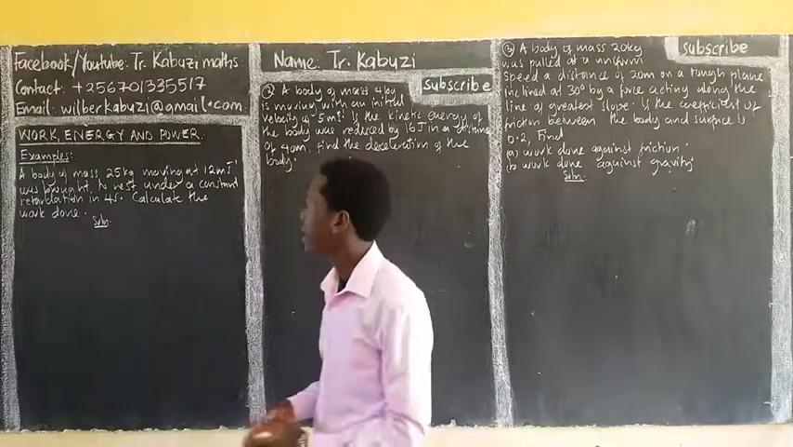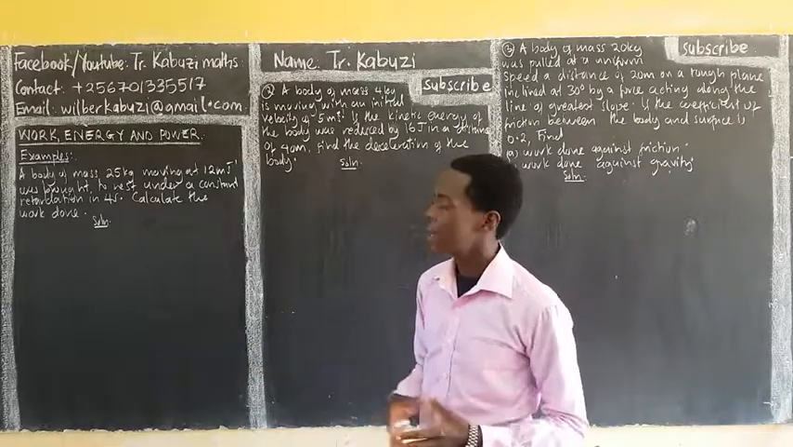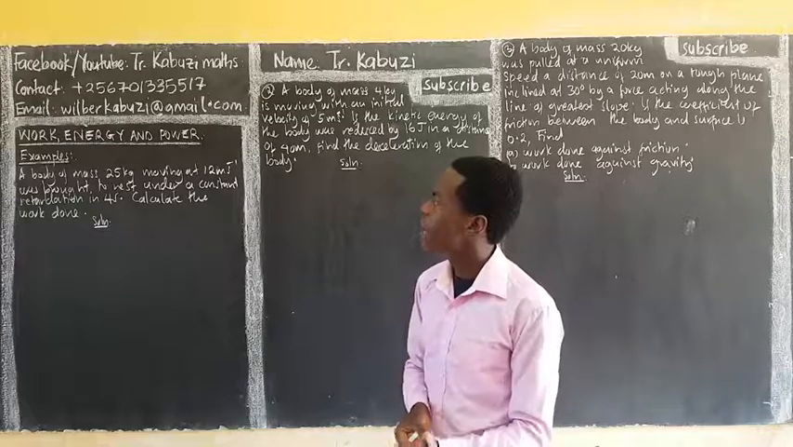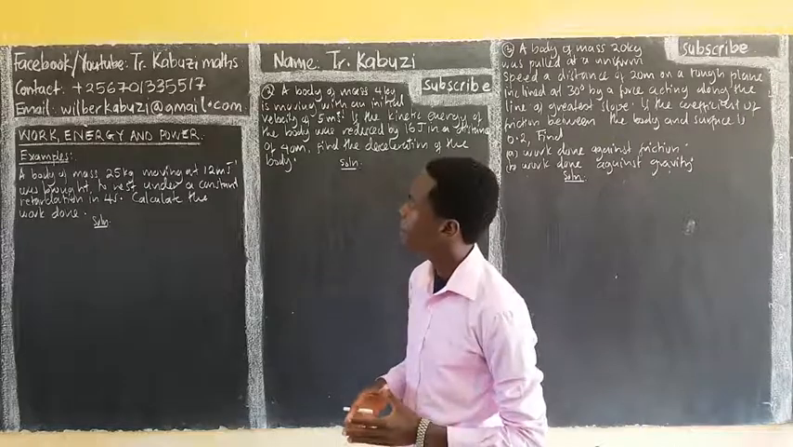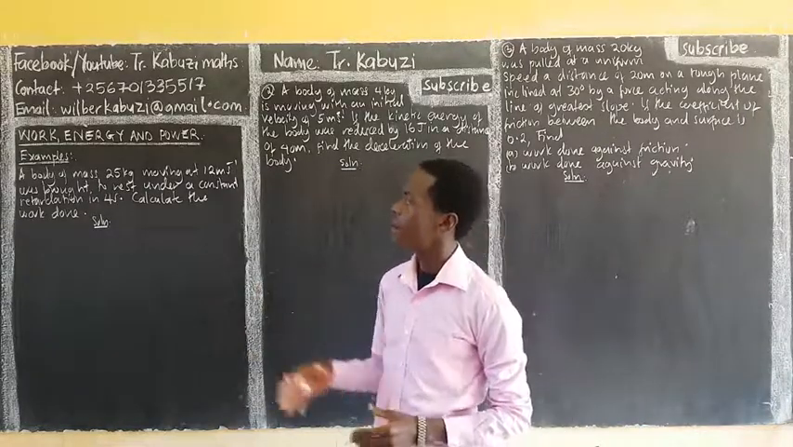Okay, now we must see these three examples. They are giving us other logical situations. Okay, let us start with this one. A ball of mass 25 kilograms moving at 12 meters per second was brought to rest under constant deceleration in 4 seconds.